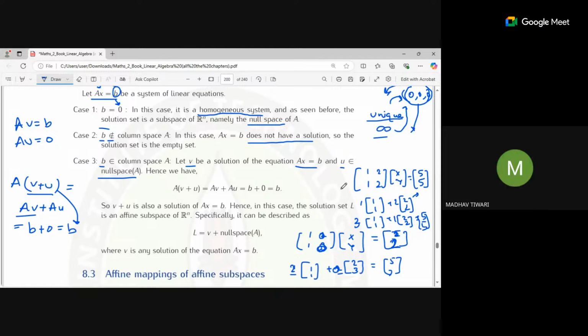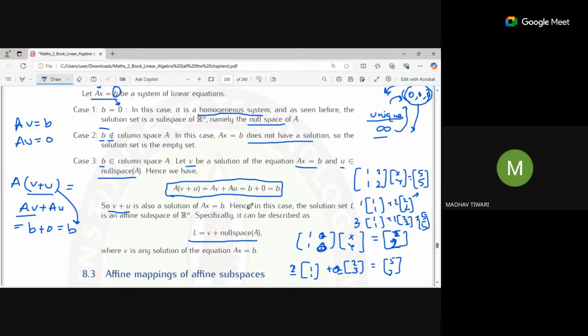Sir, in this one, where it's mentioned like A into V plus U is equal to B. In this expression, the one above it, A into V plus U. What is the significance of this expression? Just wanted to ask.